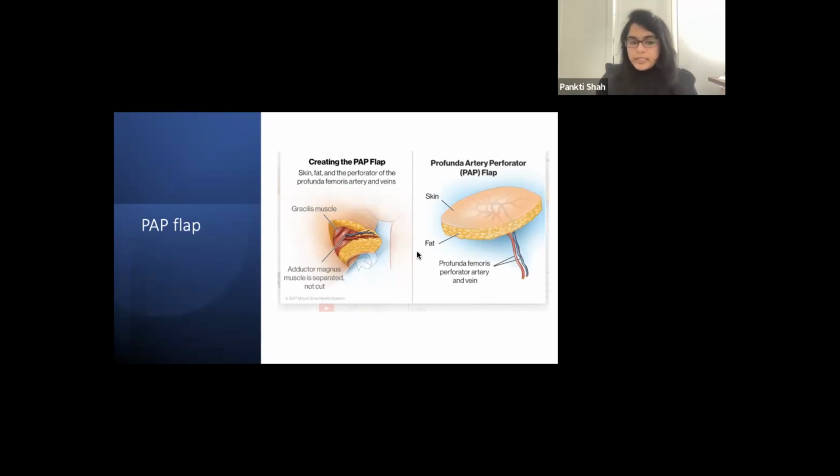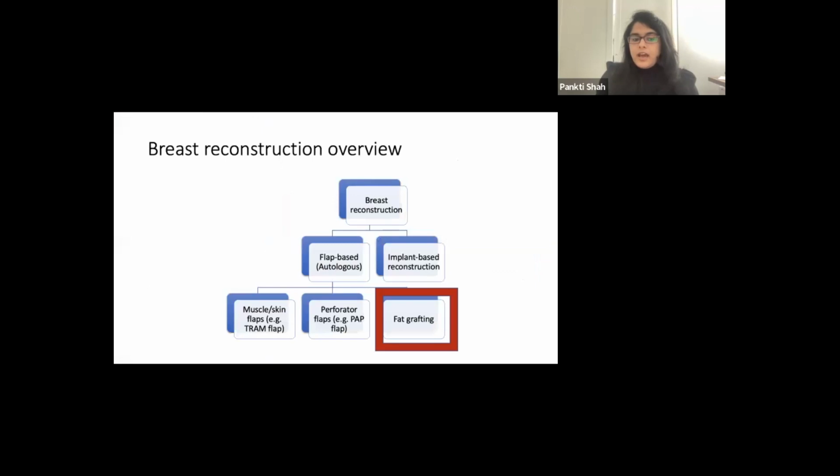There is no muscle included in this one. So let's discuss today's area of focus, which is autologous fat transfer. I'll say AFT from here on to keep it simple. It is also known as fat grafting.